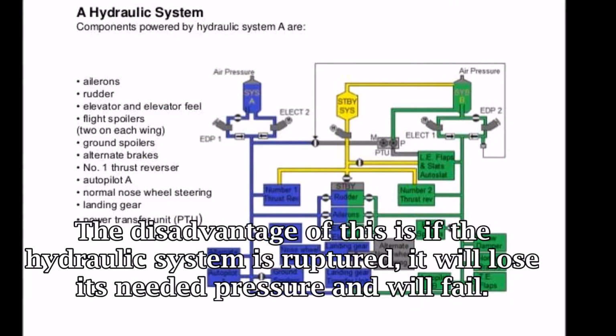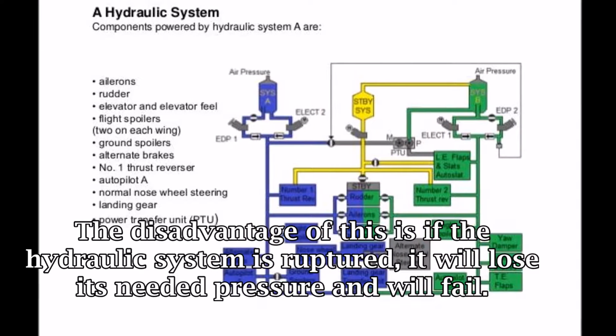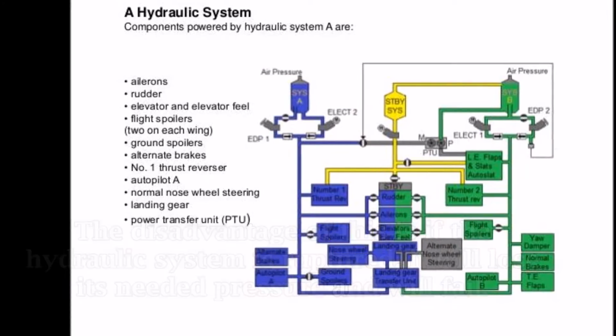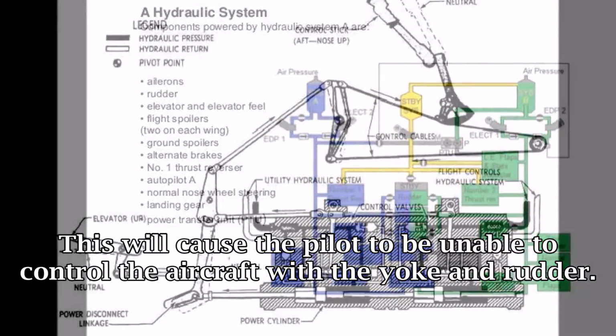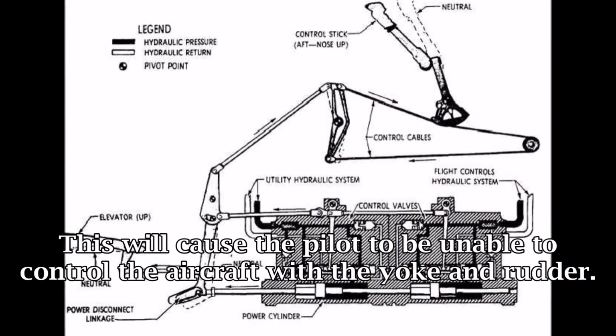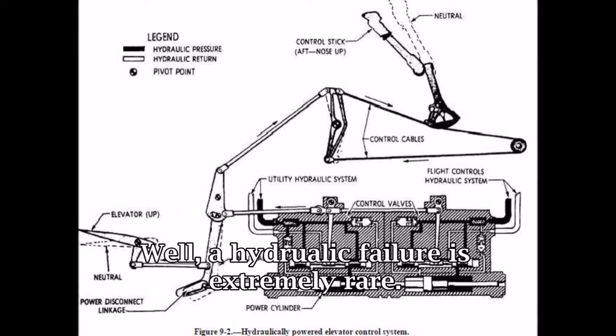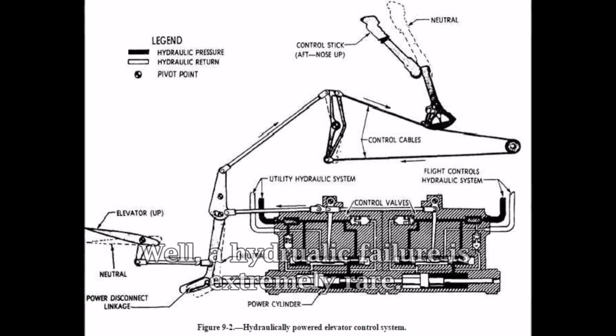The disadvantage of this is that if the hydraulic system is ruptured, it will lose its needed pressure and will fail. This will cause the pilot to be unable to control the aircraft with the yoke and rudder. Well, a hydraulic failure is extremely rare.